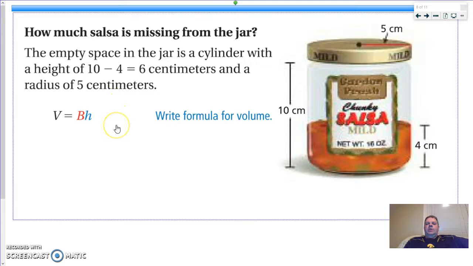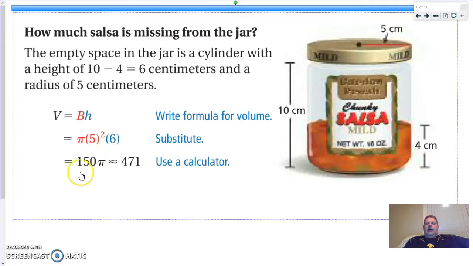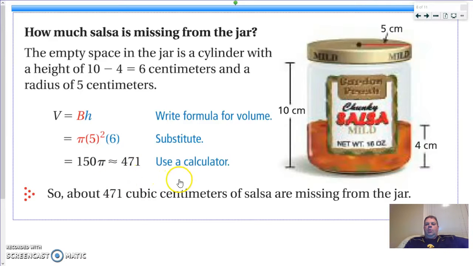We can then substitute in from our formula: volume equals the area of the base times the height. The area of the base is the radius squared, which is 5 squared, times the height, which is 6, because 10 minus 4 is 6. When we multiply this, we get 25 times 6, which is 150 pi. If we multiply 150 by 3.14, we will get approximately 471. This is the approximately sign in math, so our answer is approximately 471 cubic centimeters of salsa are missing from the jar.